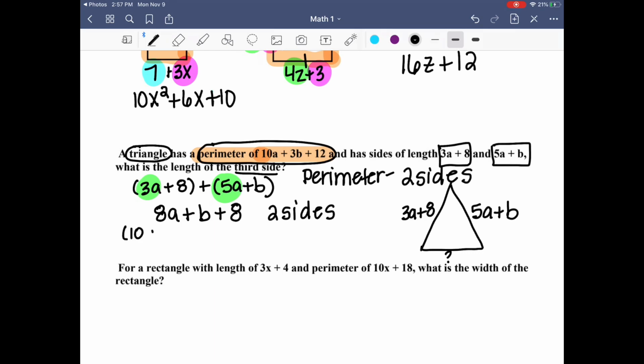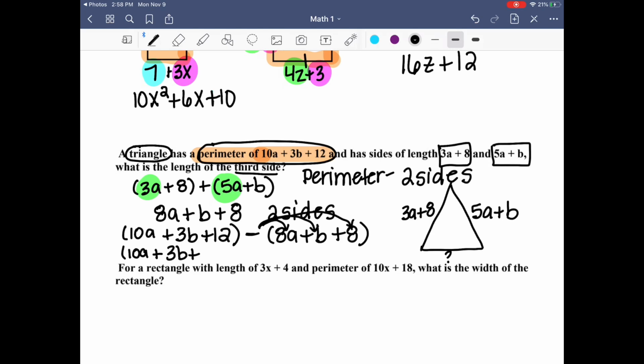So we're going to take 10a plus 3b plus 12. We're going to subtract 8a plus b plus 8. And again, I would distribute the negative. So this is going to become 10a plus 3b plus 12 plus negative 8a minus b minus 8.